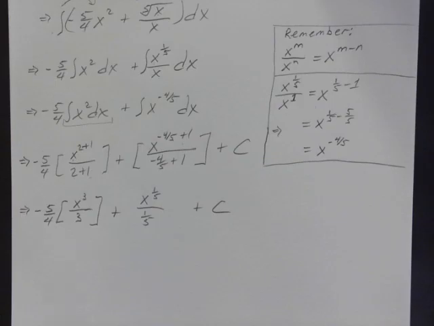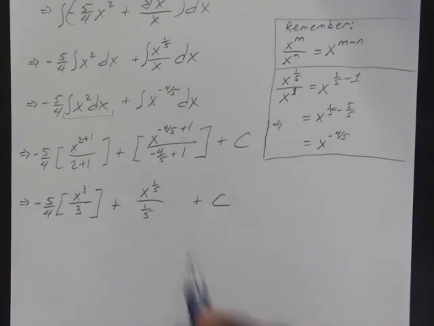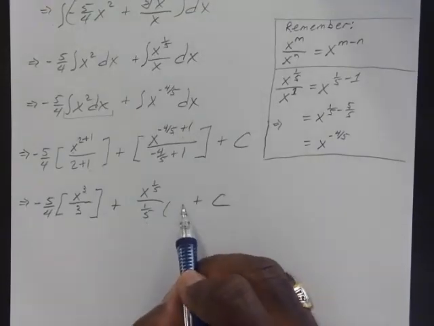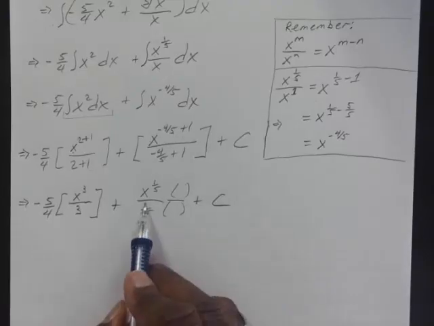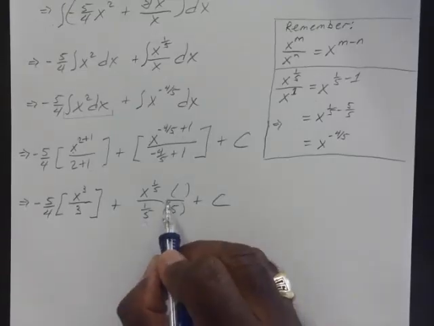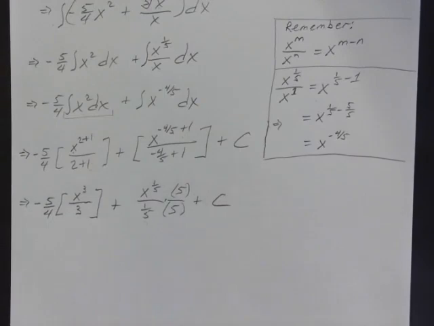Okay, so now we don't want that fraction in the denominator. So we're just going to multiply the numerator and denominator by that reciprocal. The reciprocal of 1/5 is just 5, so we're going to multiply this by 5/5. If you multiply these two, you just get 1. So those two cancel out and just give us 1.